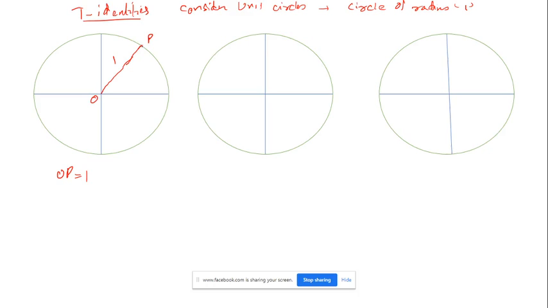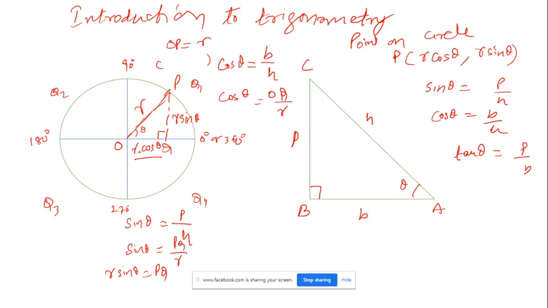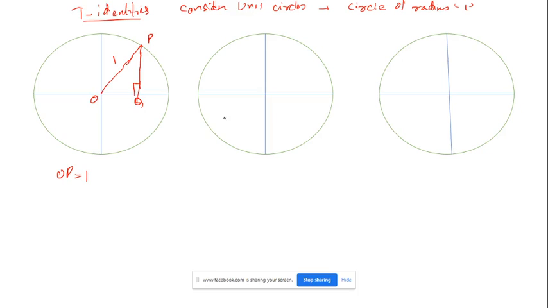So you know, when I draw a perpendicular like this, let me take it as Q. What base did we get? We got the base as radius into cos theta. You can see the previous slide. The base is radius into cos theta, and the perpendicular is radius into sin theta. Now what is the radius here? 1 into cos theta and 1 into sin theta.